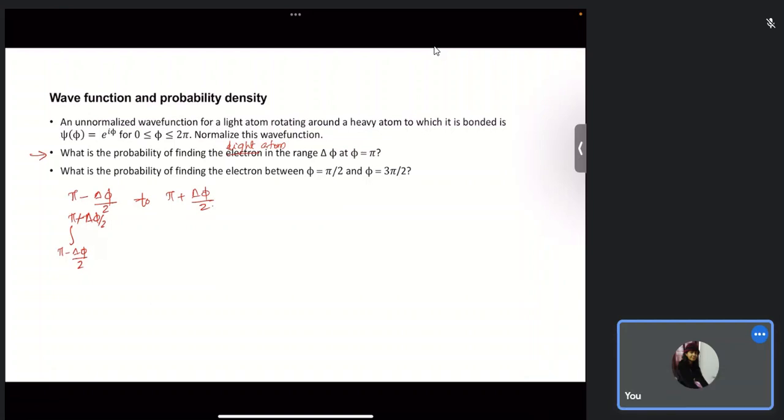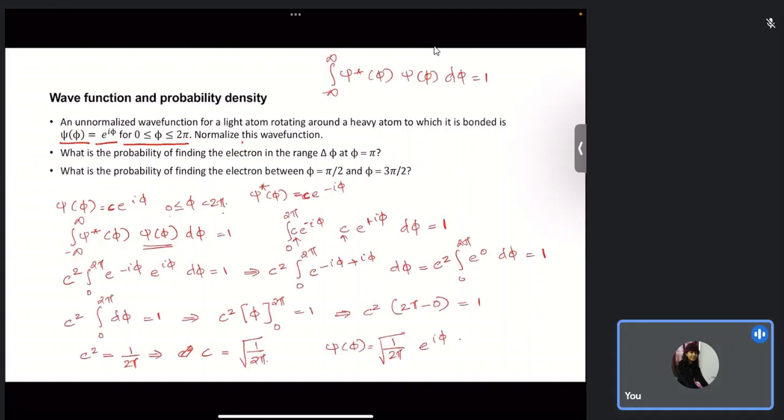Our normalized wave function psi of phi is root 1 by 2 pi e raised to i phi, right? So psi star of phi, psi of phi into d phi. The only difference from the previous derivation is that we are supposed to evaluate the integral and find its value over that same range.